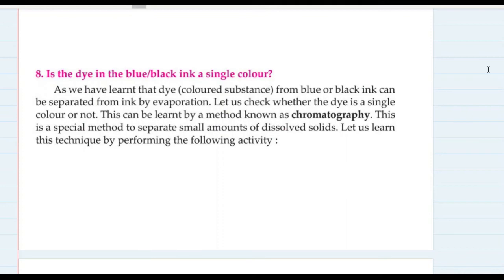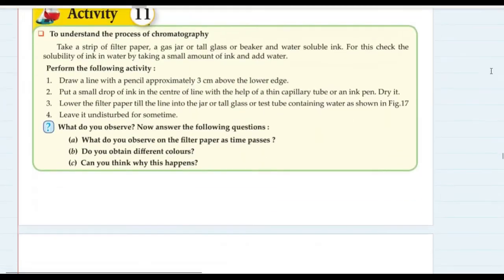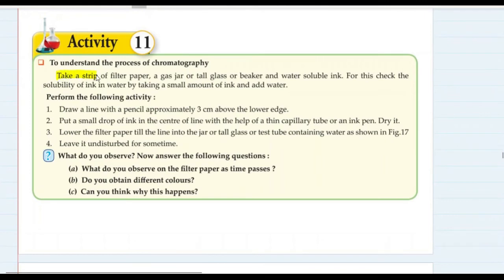This is a special method to separate small amounts of dissolved solids. Chromatography is a special method to separate small amount of dissolved solids. So there is this activity. Take a strip of filter paper, a gas jar, or tall glass or beaker, and water soluble ink. For this, check the solubility of ink in water by taking small amount of ink and adding water to it.